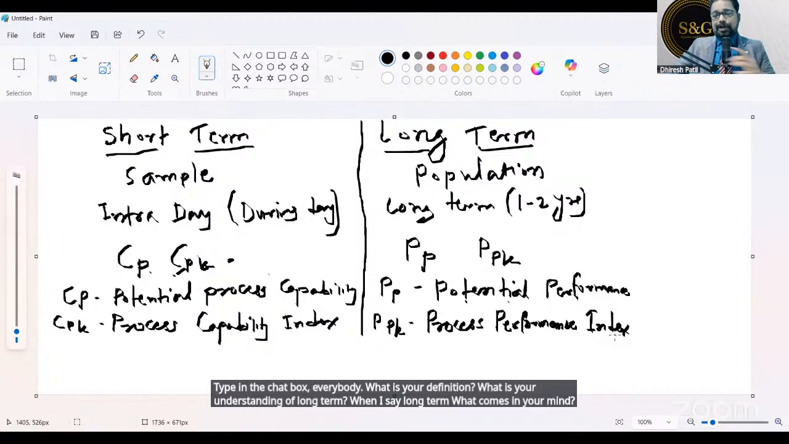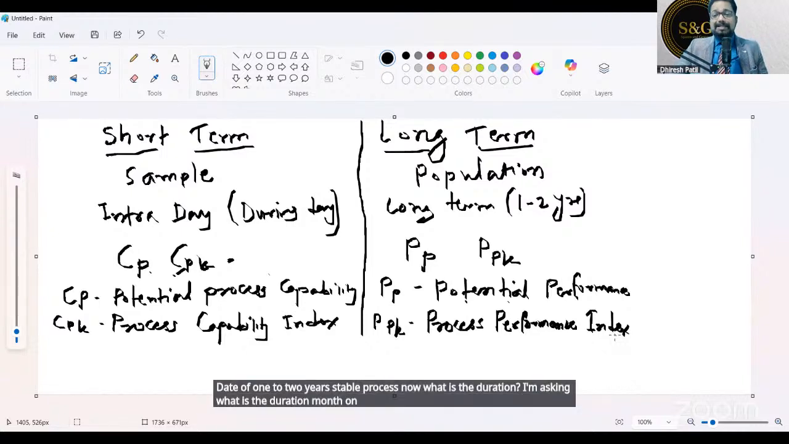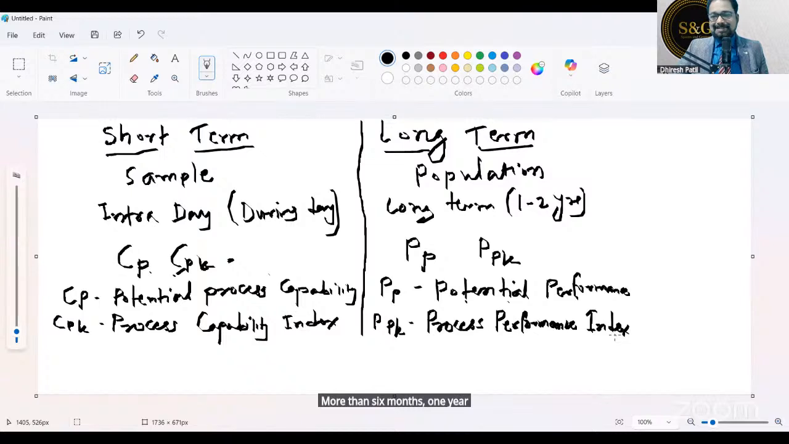Data of 1 to 2 years, stable process. Now, what is the duration? I'm asking, what is the duration? Month on month, okay. How many months? See, how many months will you say a long-term data? 3 months, 1 year, 2 years, 1 month, more than 6 months, 1 year, 6 months. Very good. Very nice.